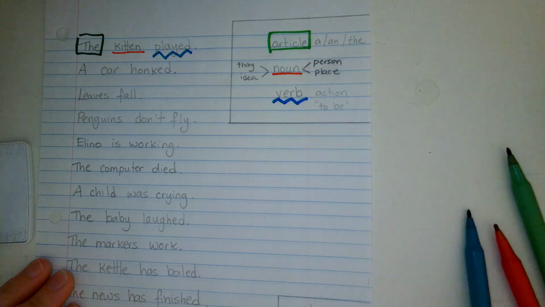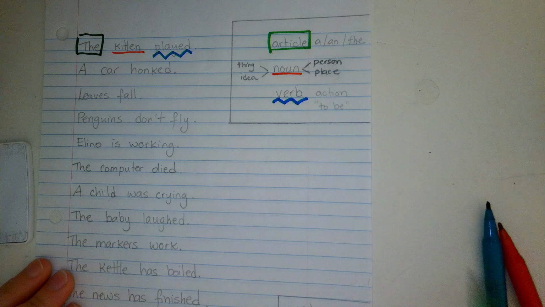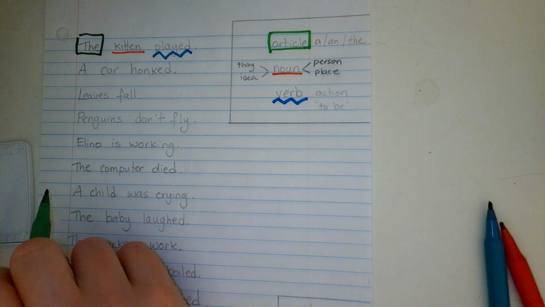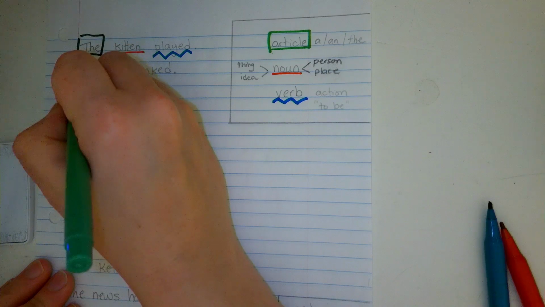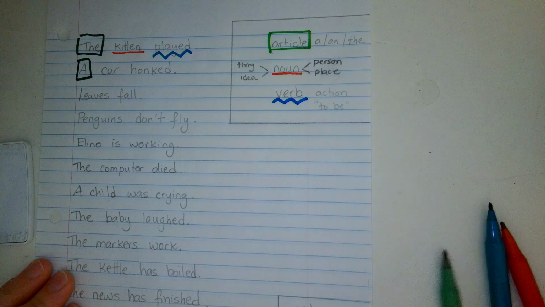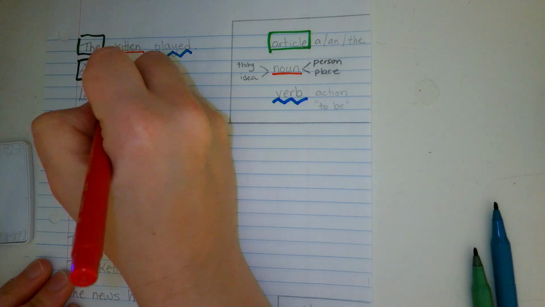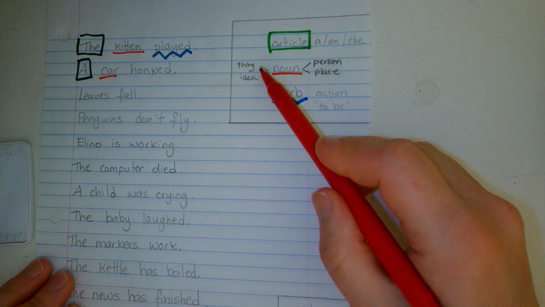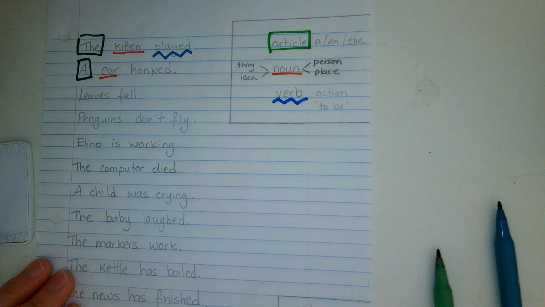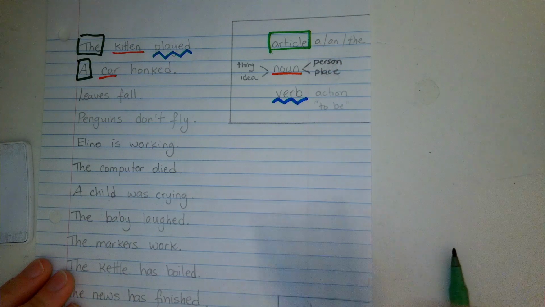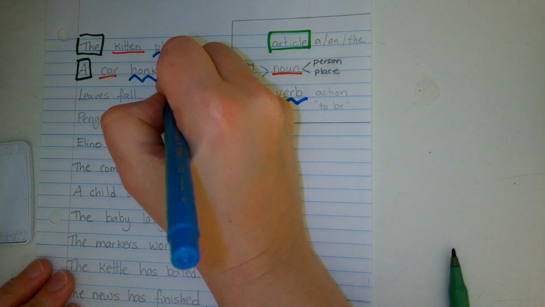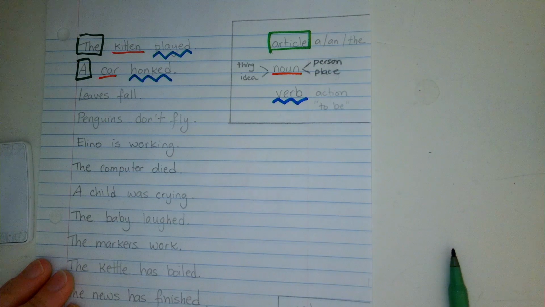Okay, next sentence. A car honked. So a is an article. Car is a noun. What kind of noun is it? It's a thing. And what did the car do? It honked. So a car is my subject, honked is my verb.